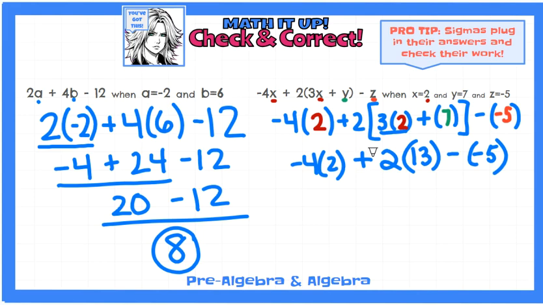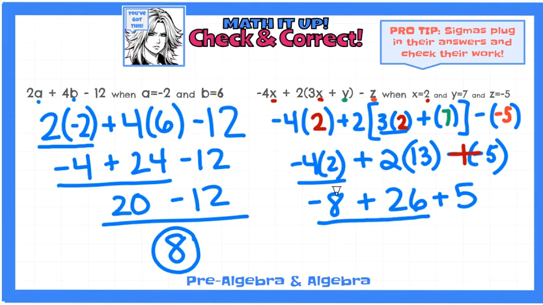All right, and now we just have a lot of multiplication and then adding and subtracting to do. Negative 4 times 2 is negative 8. 2 times 13 is 26. And we have two negatives in a row here. That's a negative 1 being applied to a negative. So two negatives in a row like that always turn out to be a positive. And that becomes a positive 5. So here we have 26 and a negative 8 is 18 plus 5, and this becomes 23.